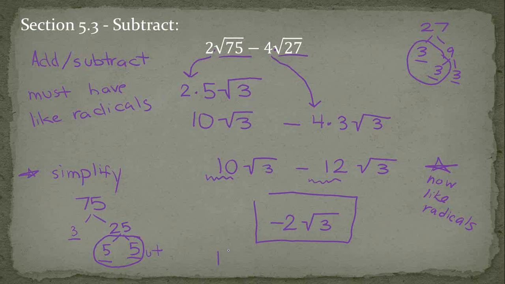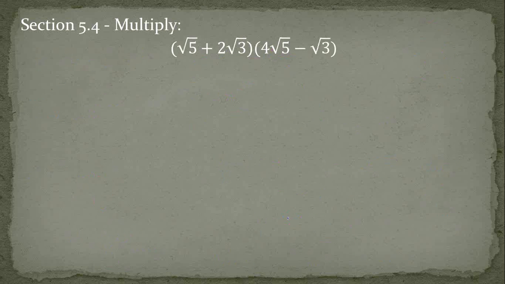It's just like if I asked you to do 10x minus 12x. When you combine like terms, you combine the numbers in front, and you leave the variable the same. I did that here. I subtracted the numbers in front and left the radical the same. So simplify if you can, combine like terms.